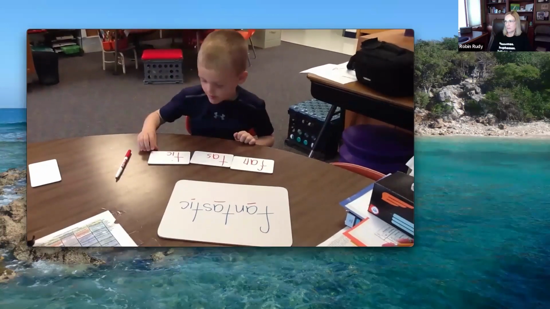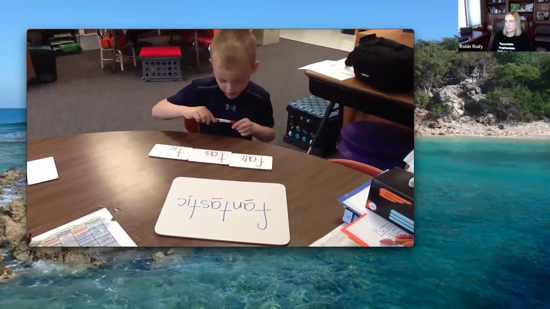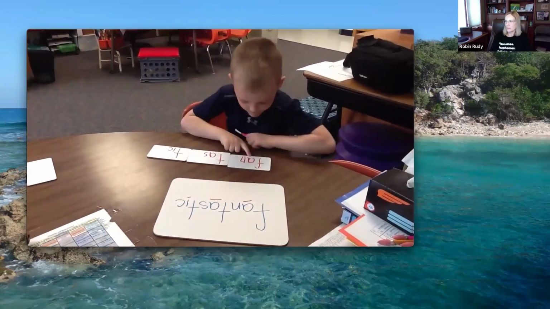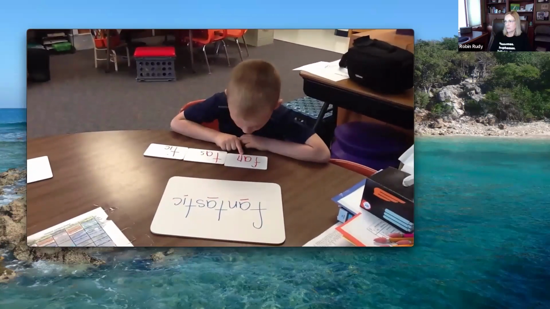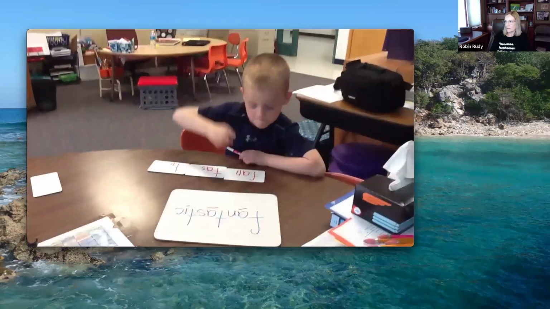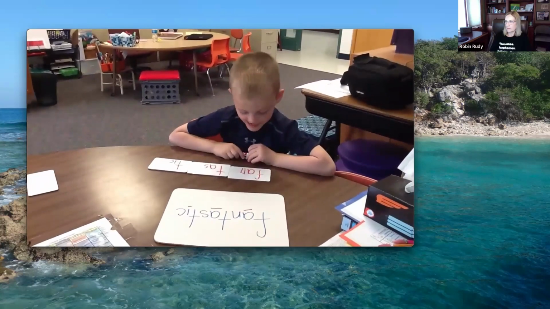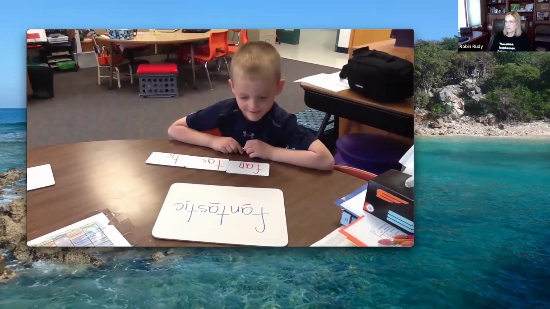Okay, now go back to the first syllable. Put your finger on the vowel and look to the right. Is it going to be open or closed? Closed. Can you show me closed? Good job. So is the A going to say A or A? A. Good. So sound out that first one. And. Good. Go to the second syllable.